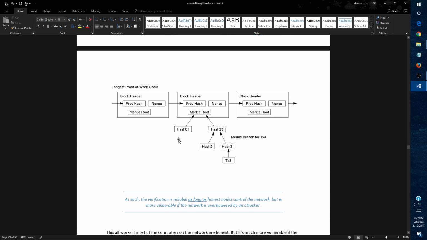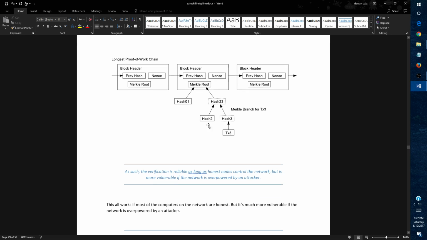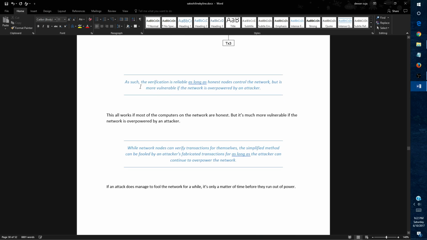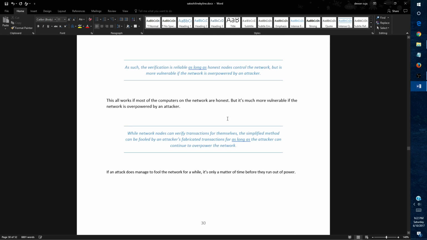So here's what he's saying. Longest proof, block header. As you can see, you go this way, and you keep the Merkle root of the longest proof of work chain. So yeah, transaction 3. As such, verification is reliable as long as honest nodes control the network, but it is vulnerable if the network is overpowered by an attacker. So he's saying, this all works if most computers on the network are honest, but it's much more vulnerable if the network is overpowered by some attacker.